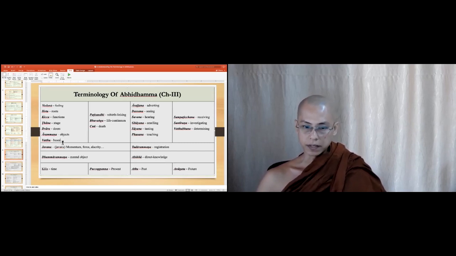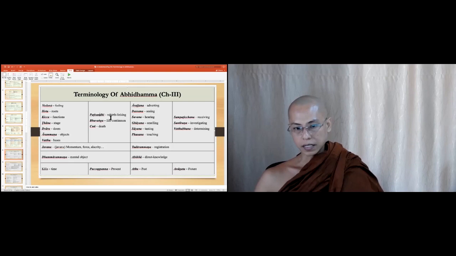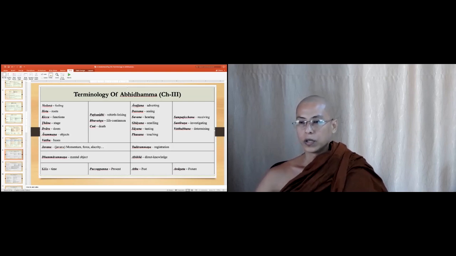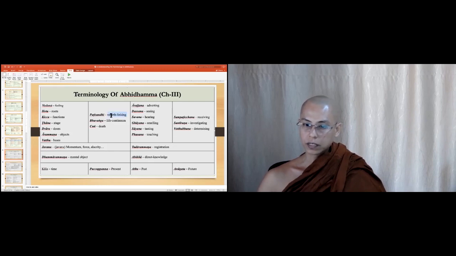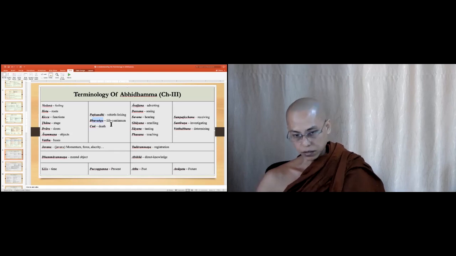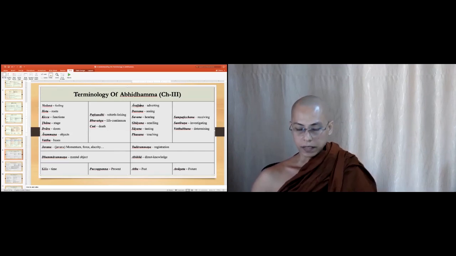Vatthu is base. Then the usage Patisandhi, rebirth linking. When we start our life here, we start with this type of consciousness, the rebirth linking consciousness, called Patisandhi. When we end our life, it is called Cuti, death. So Patisandhi and Cuti. During life, many times there is the Bhavanga consciousness, the life continuum. We will understand this later, in chapter 2, lesson 7, etc.